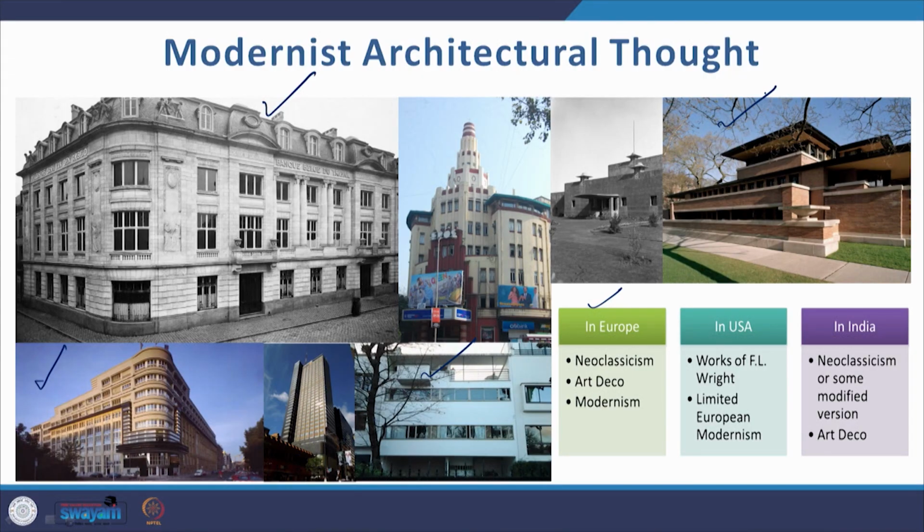Then we have limited European modernism, say for example in this tall glass and steel building, and in India it is neoclassicism or some modified version of that, as we see in the work of Walter George, or we see the Art Deco as we see in the Eros cinema in Mumbai. So this in a very small way is the glimpse of what is happening in the world around the same time.